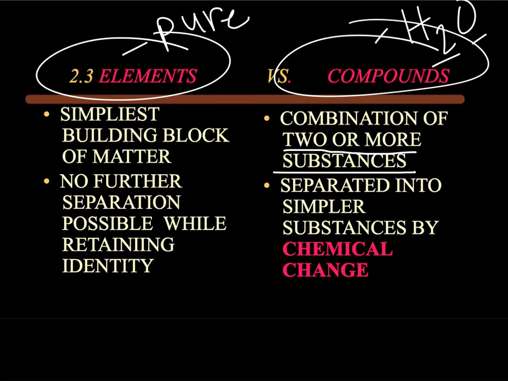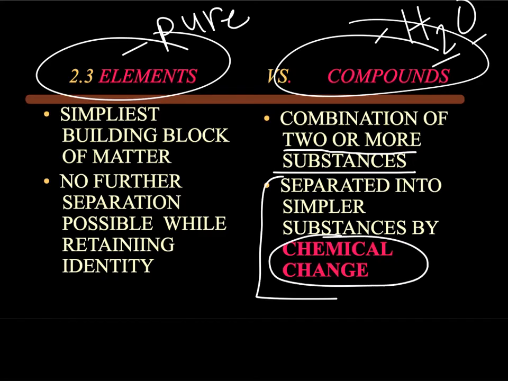Okay? So in other words, if you take two elements from the periodic table and you combine them, that makes a compound. And your compounds, as stated here, they can actually be separated by a chemical change. And that's what we're going to get into next, chemical changes.